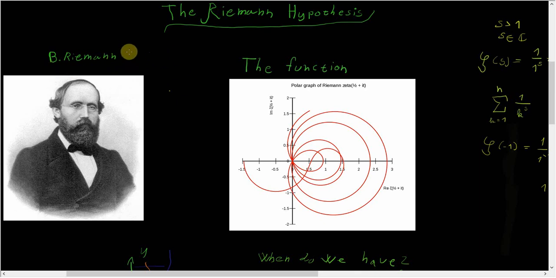The man who first proposed this hypothesis is Bernard Riemann. This is his most recent profile picture from social media sites, and this is his function. This is the function graphed around the point 1/2.